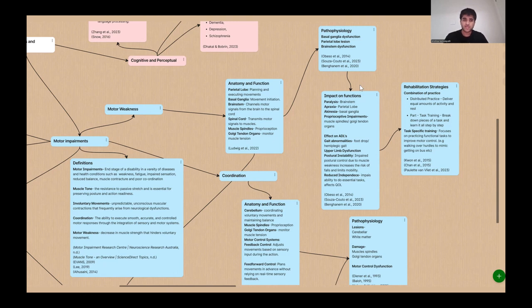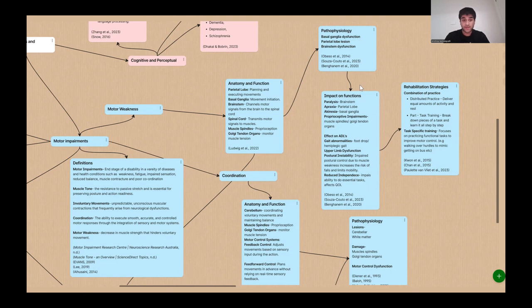Functionally, clients may display abnormal gait patterns. A common example is foot drop due to dorsiflexor weakness or a hemiplegic gait where one side drags or circumducts. In the upper limbs, weakness often presents as reduced grip strength, difficulty with overhead tasks, or poor object manipulation. Rehab focuses on distributed part-task and task-specific practice to rebuild strength in context. Ultimately, motor weakness affects far more than movement. It challenges independence and quality of life.